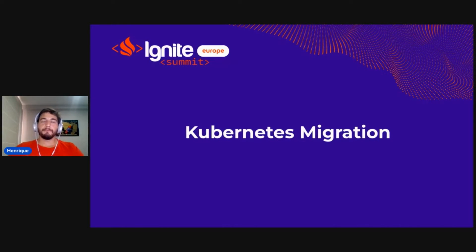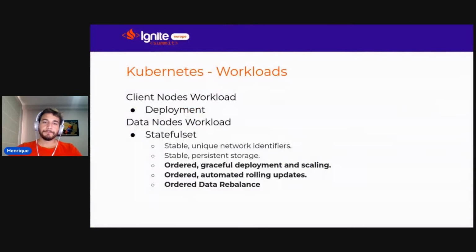So having that proposed solution for improving the initial architecture, we started to migrate from that old infrastructure to the Kubernetes cluster. The first decision we had to make for migrating to Kubernetes was the workloads of the application and the server nodes. The client nodes, of course, are regular applications, even though they are part of the cache topology of the cluster, but they work just like a regular application. So we decided to keep them as Kubernetes stateless deployments.